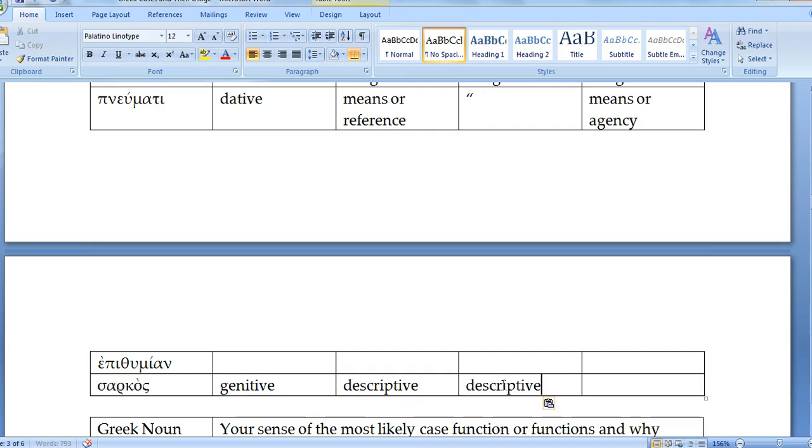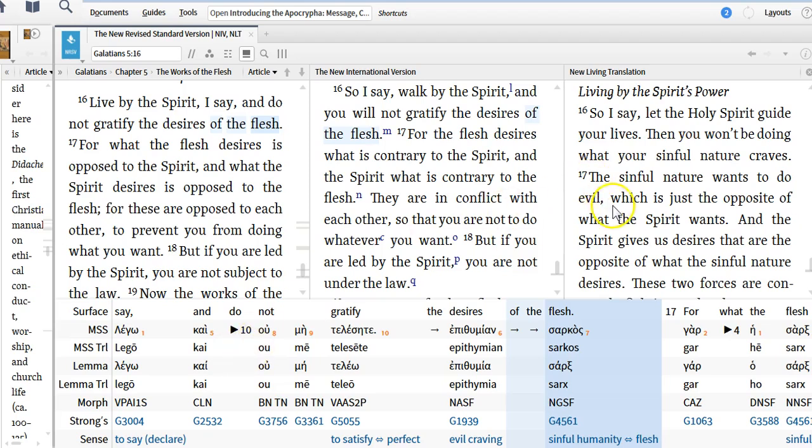Corrections are awkward in videos. While we're at it, accusative. Direct object in both the NRSV and the NIV. Now what the NLT does is pretty interesting. Then you won't be doing what your sinful nature craves.